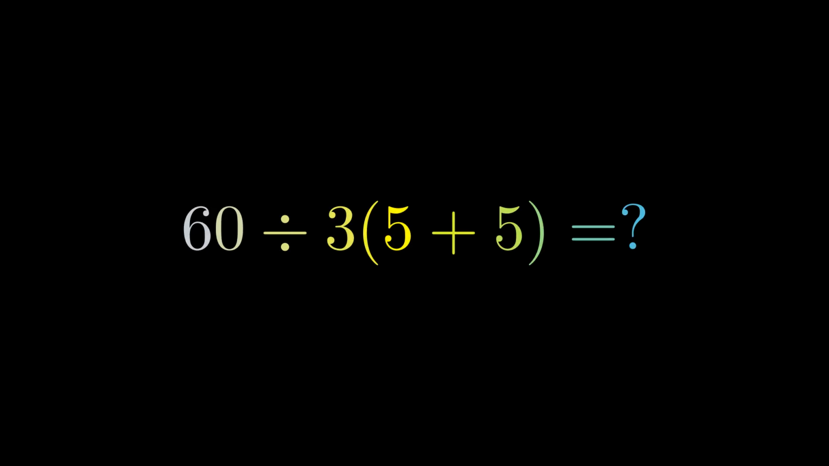So you see this expression, and you might think it's straightforward. 60 divided by 3 times the parenthetical 5 plus 5. But here's where it gets interesting.